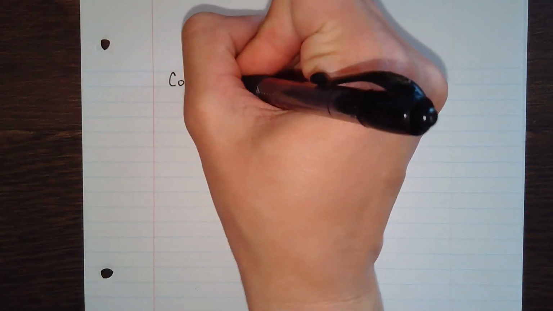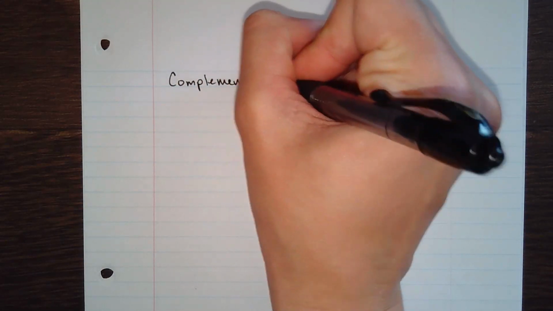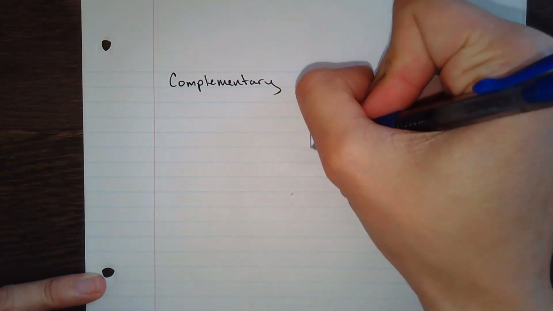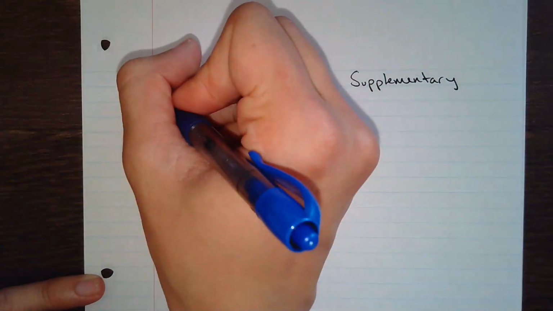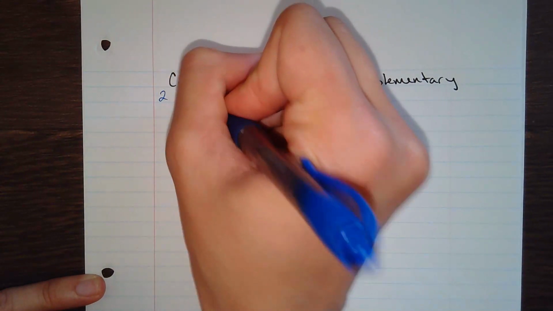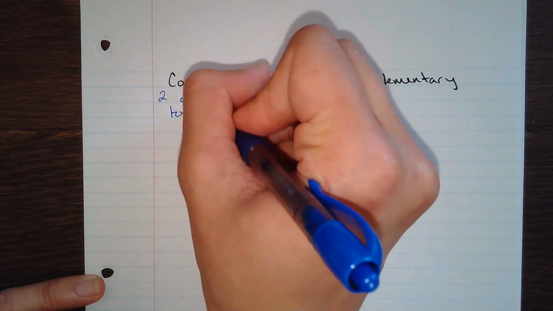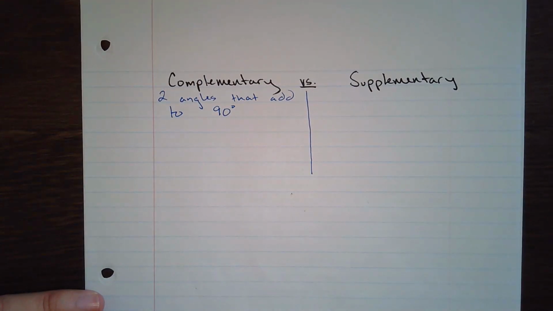Last thing we have for angles is something known as complementary and supplementary. Right? And these are just two different ways that we can describe angles. If we have complementary angles, this means two angles that add to 90 degrees.